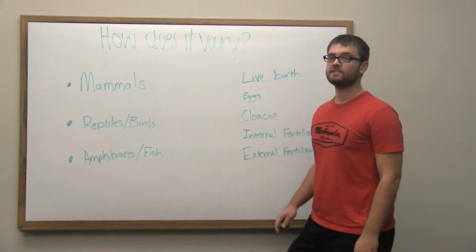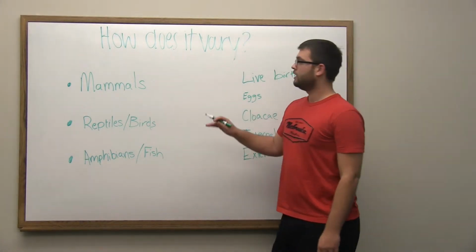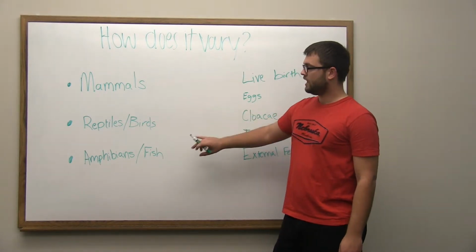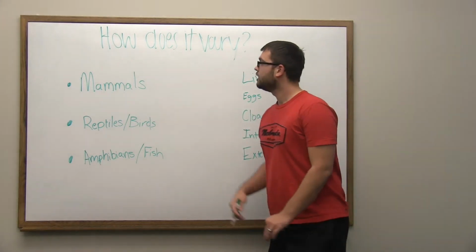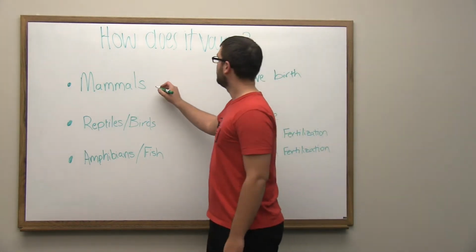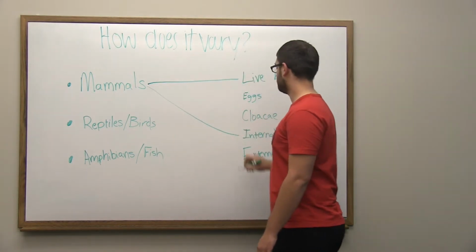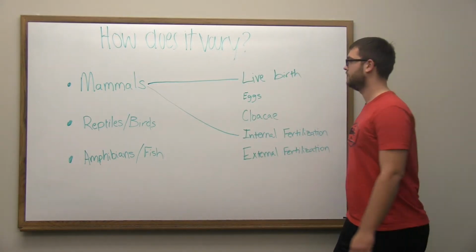Vertebrate reproduction varies in several different ways, but can be grouped into 3 different categories. Mammals, reptiles and birds, and amphibians and fish are the 3 categories. Mammalian reproduction is very similar to human reproduction, so we all should be very familiar with it. Mammalian reproduction features live births and is driven by internal fertilization.